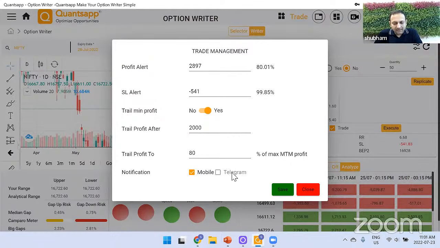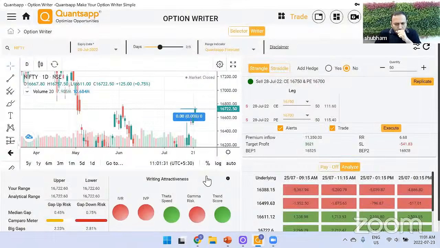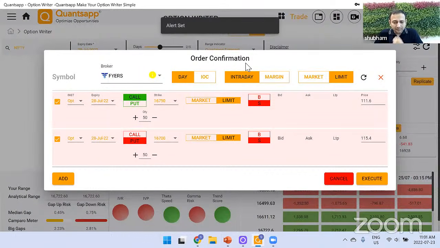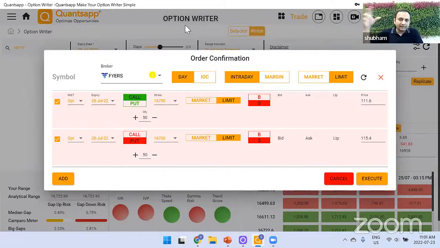I don't have my Telegram account mapped right now, but if you map your Telegram account, you can also choose Telegram. So the moment that happens, immediately you will get an alert that this is the strategy that you have executed, and now there is an alert, which means you have something to do. So you can exit the strategy. If I click on save, sorry for that, if you click on save, then I can see the alert has been set. And whenever that happens, the system will alert me immediately.